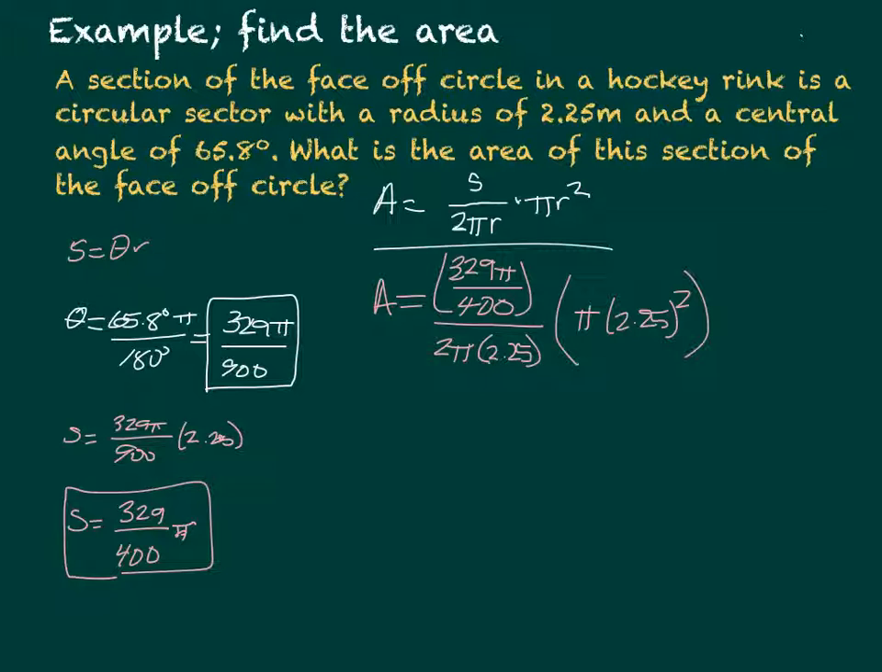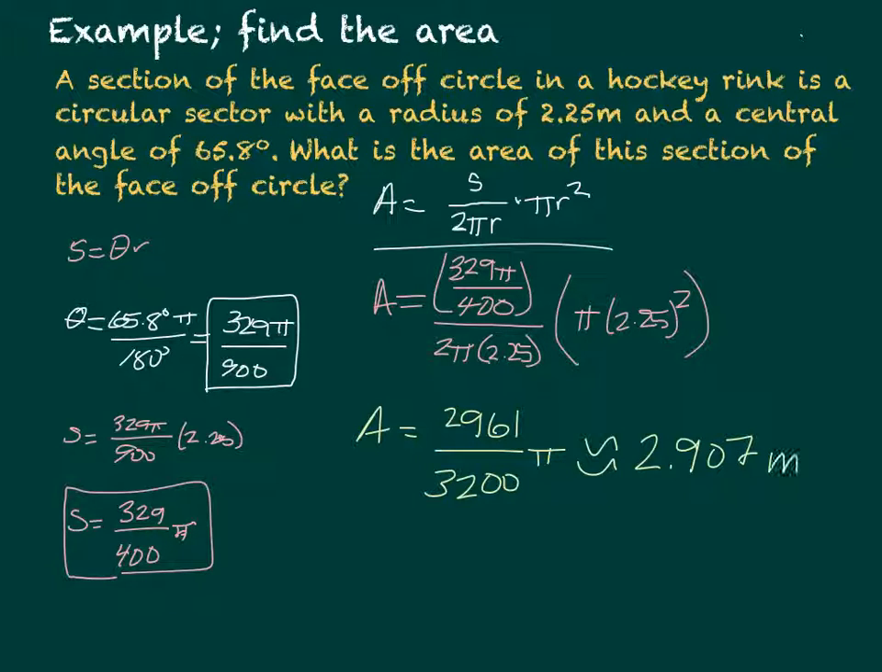So if you were to type that into the calculator, A equals 2,961 over 3,200 times pi, or you could approximate that to 2.907, and that is meters squared. So that's the area of this section of face-off circle.